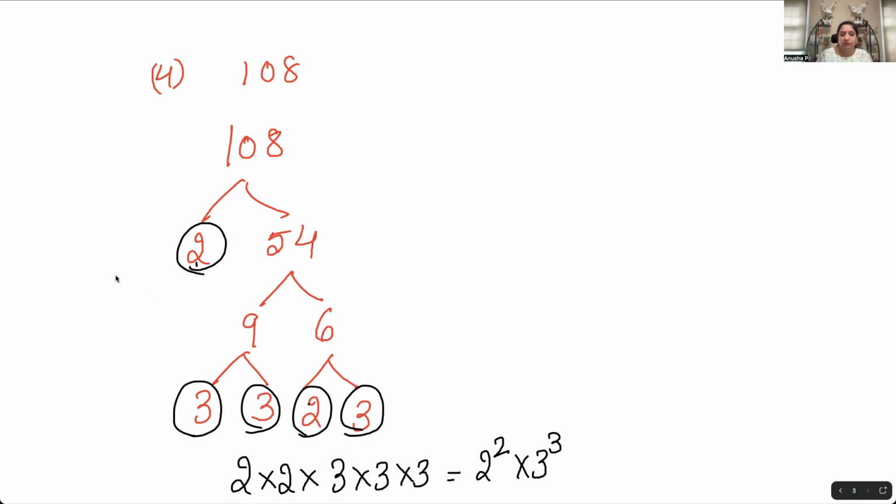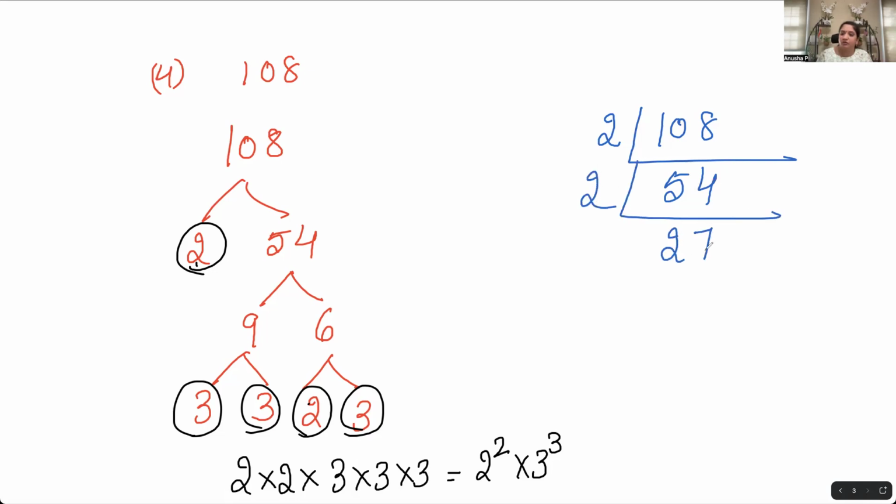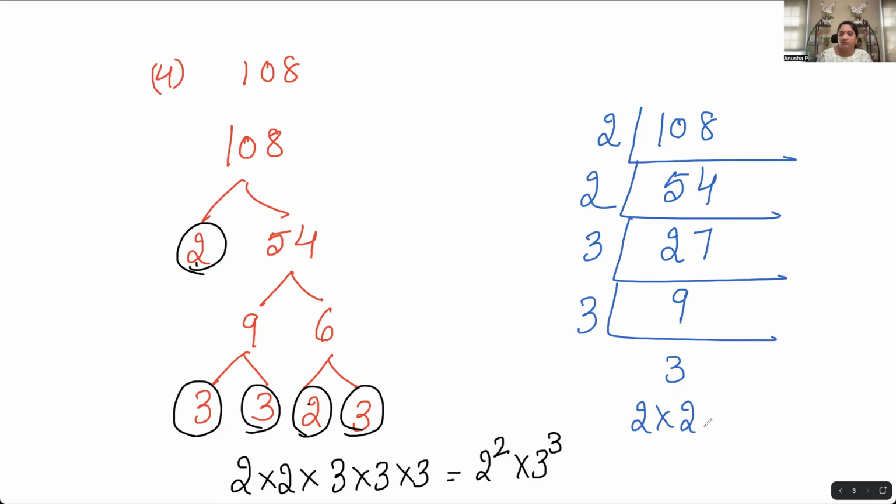And if you want to do another method here, 108. In this method, always try to divide by only the prime numbers, okay? 54, right? Again, this is an even number. It is divisible, 27. 27 will not come in the 2 table. So 3 times 9 and 9 again 3 times 3. Like 2 times 2 and we have 3 threes. 2 to the power of 2 times 3 to the power of 3. Okay.